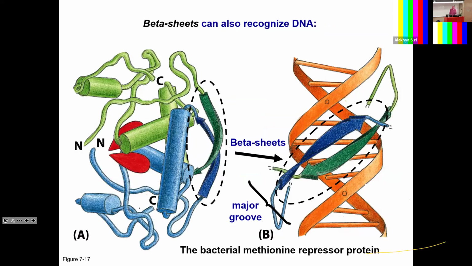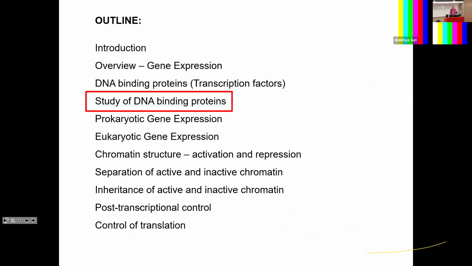Beta sheets are in contrast to helix structure. A beta sheet would be another structure that you can find in proteins, and they would also interact with the major groove. You see here on the right side. And yeah, that's just another example of transcription factors or a motif that binds to the DNA.